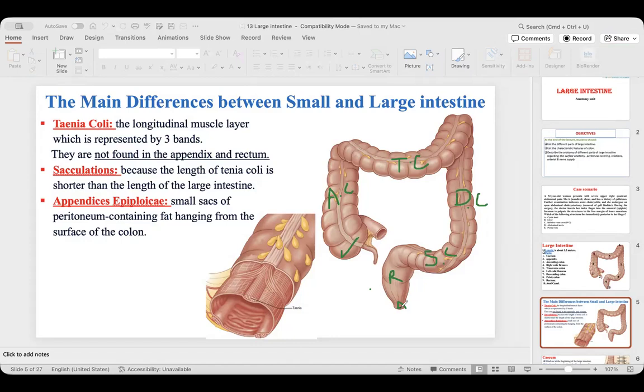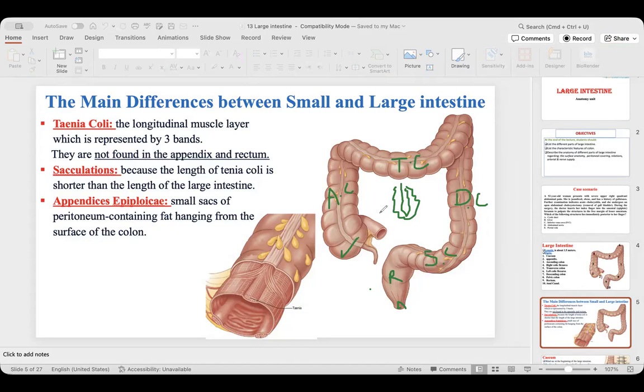1.5 meters. What are the differences between the small and the large intestine? The small intestine is here in the middle, and it is like a simple tube, about 6 meters in length. But the large intestine is in the periphery and about 1.5 meters in length. This is the first difference.